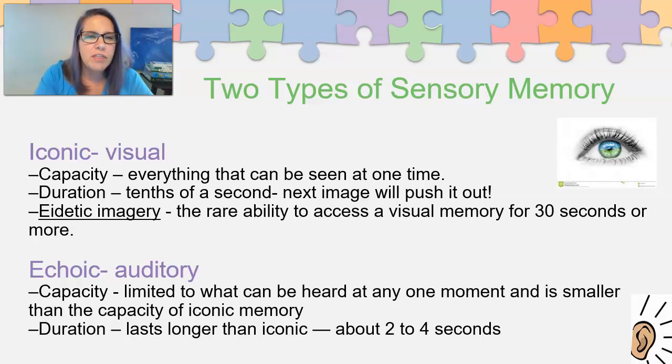The capacity for your iconic memory is everything that you can see at one time. Everything that you can see at one time. The duration, just a couple tenths of a second. The next thing that you see is going to push that image right out of your brain.